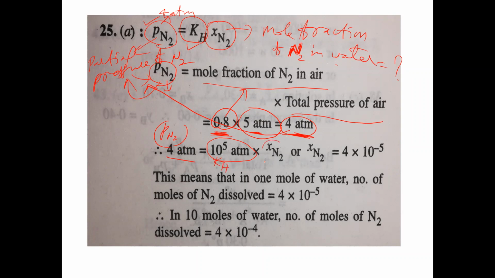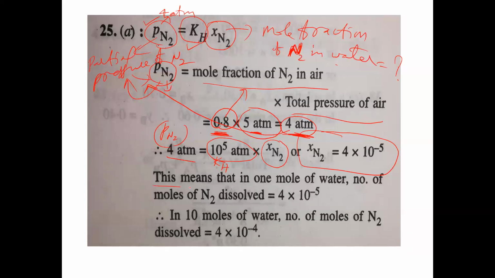And the mole fraction of this nitrogen is equal to 4 by 10 power 5. 4 by 10 power 5 means 4 into 10 power minus 5. So the mole fraction of nitrogen we got is 4 into 10 power minus 5.